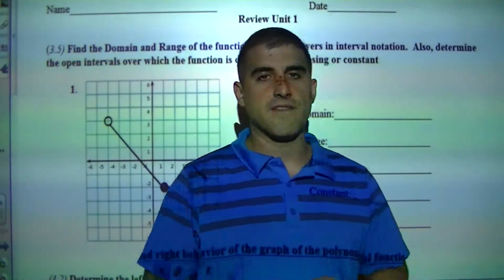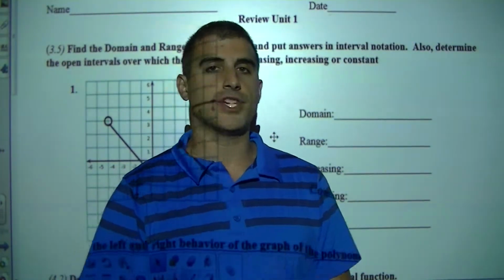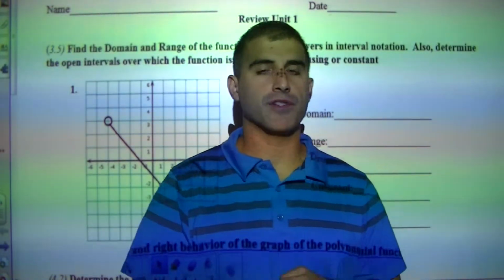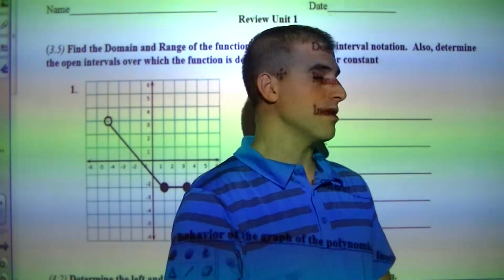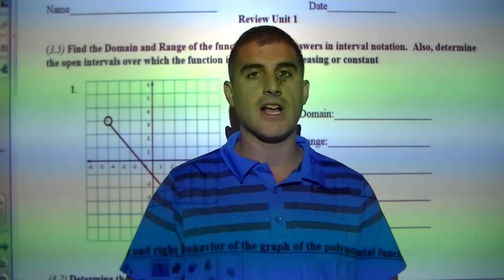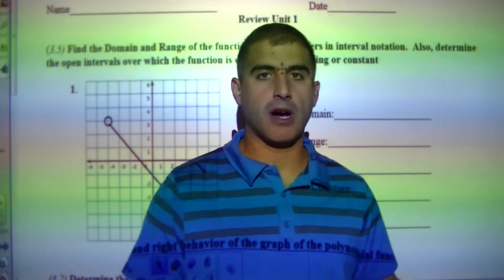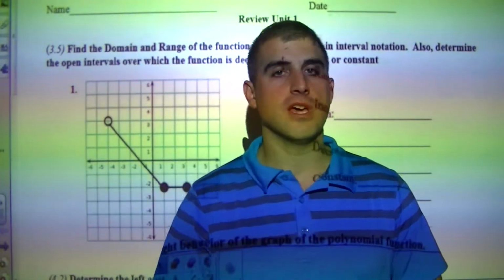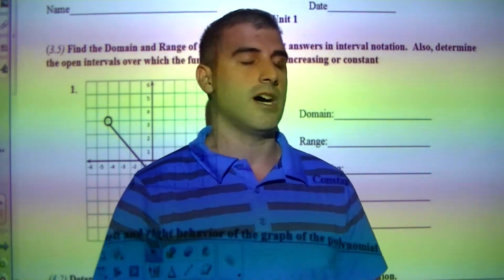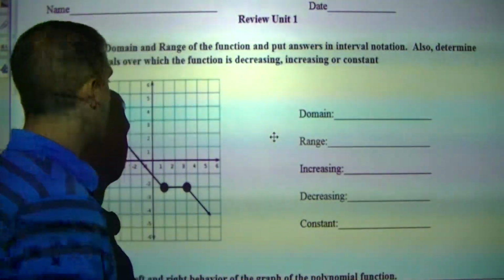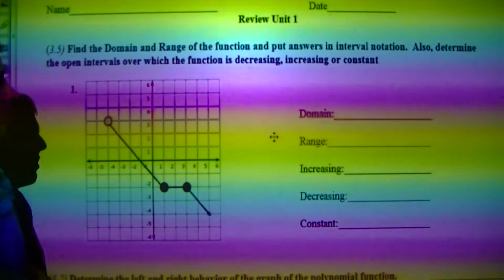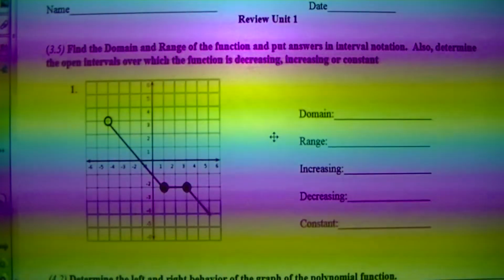Okay, this is going to be the Advanced Math review for Chapter 1. This is a new review for the 2014-15 school year. You should have a copy of this review. There's going to be a couple of changes on a couple of the problems, so please make adjustments to your review packet. Okay. The first question is a domain, range, increasing, decreasing, constant question.